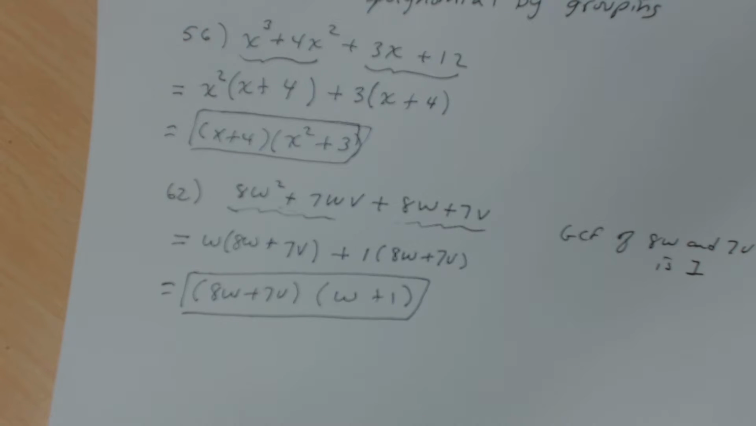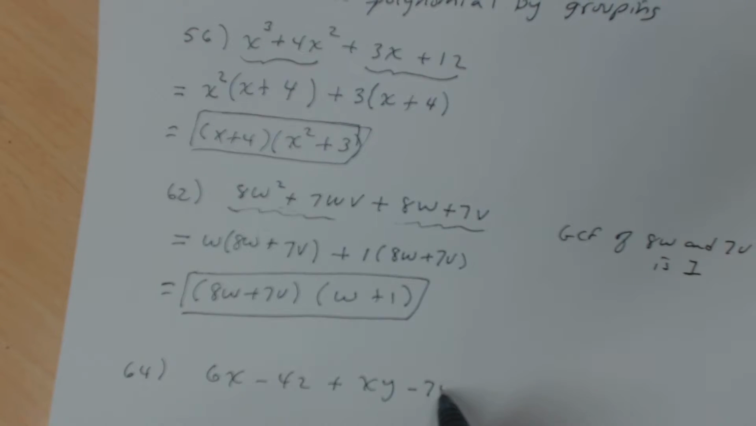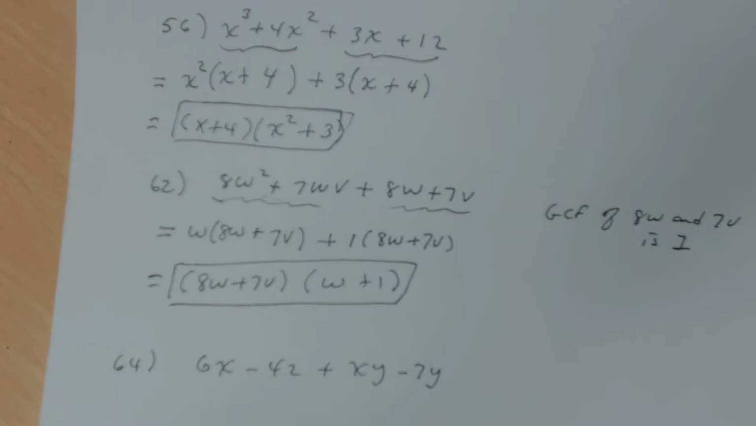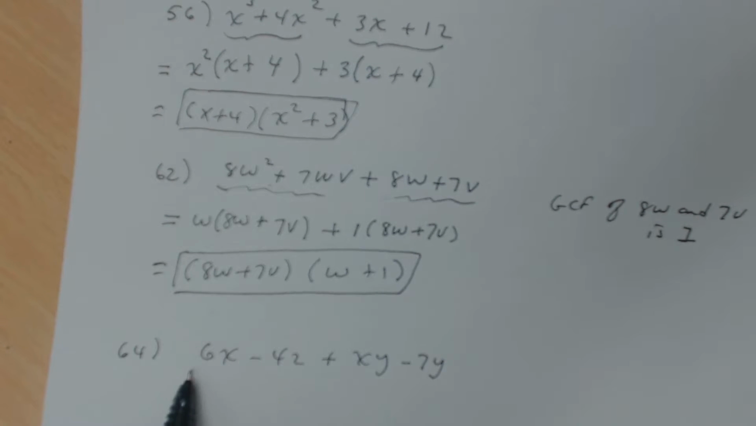number 64. So the 64, you have 6x minus 42 plus xy minus 7y. So 6x minus 42 plus xy minus 7y. Okay, so again, we're going to do the first step. We're going to group these two terms, and then we're going to group these two terms. So if I group these two terms, the GCF of these two terms is 6. So I'm going to factor out a 6, and you're left with x minus 7.